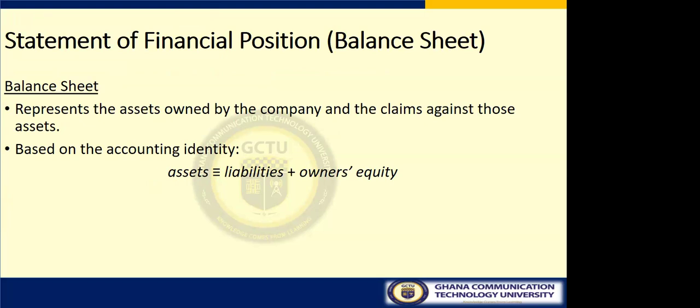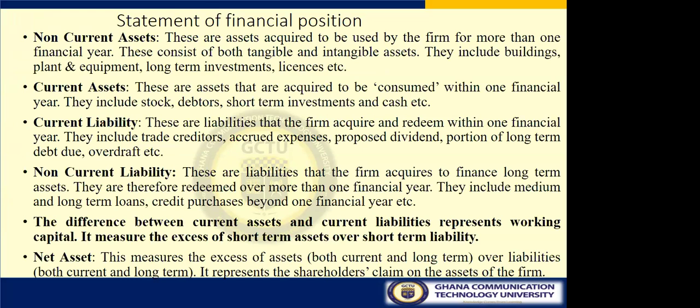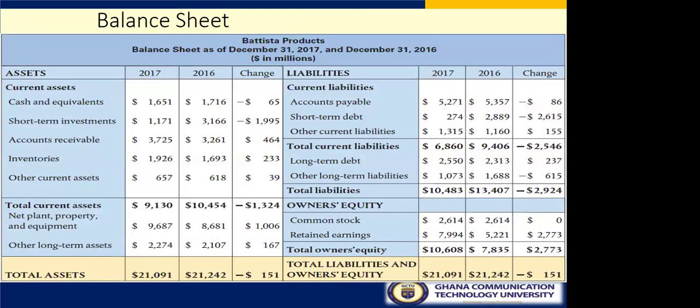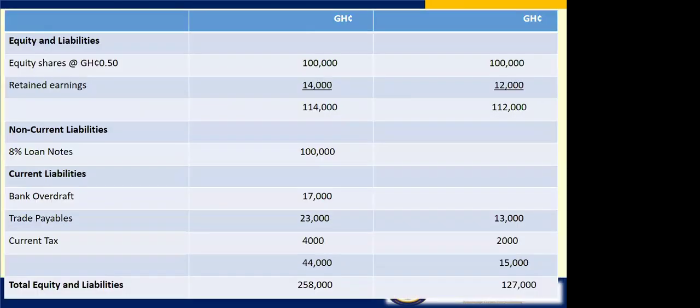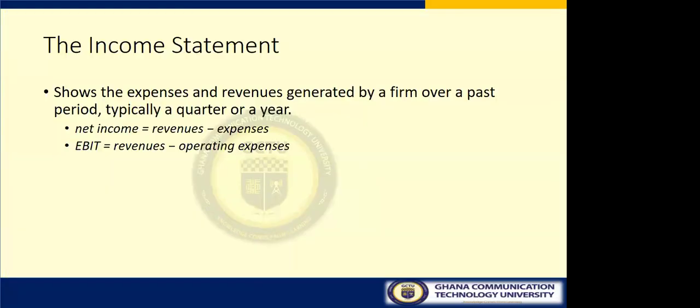And then we dealt with the balance sheet, where we said the balance sheet represents the assets owned by the company and the claims against the assets. According to the accounting equation, assets equal liabilities plus owner's equity, whereby we talked about the current asset, the non-current asset, the current liability, the non-current liability, and the owner's equity. And then we looked at the format of the balance sheet.